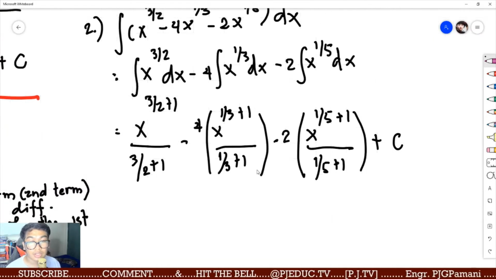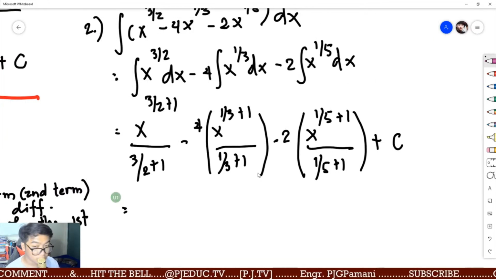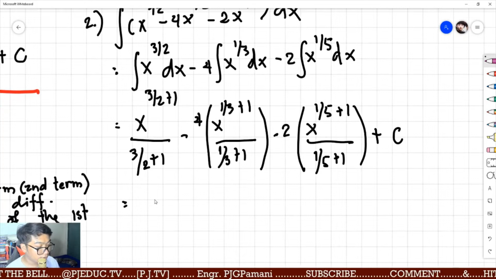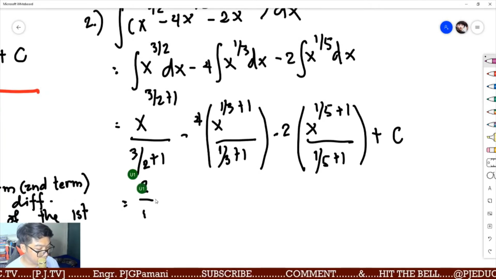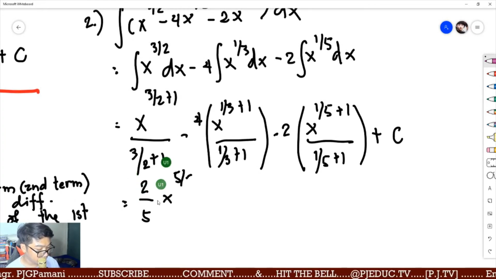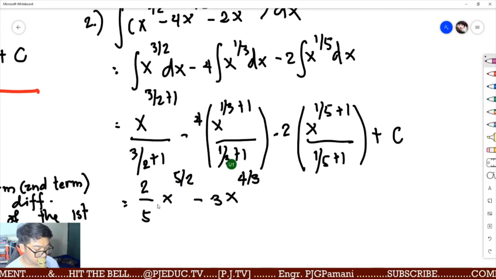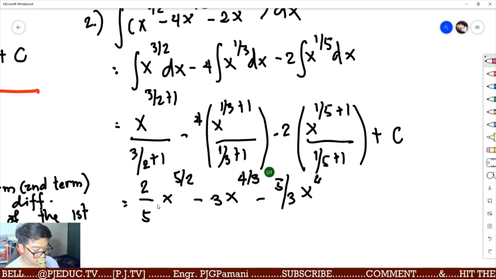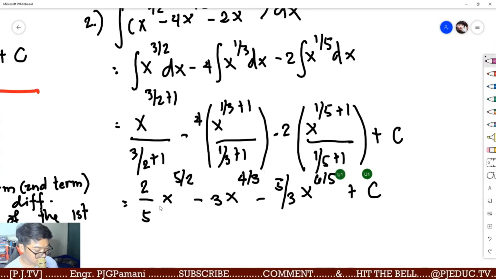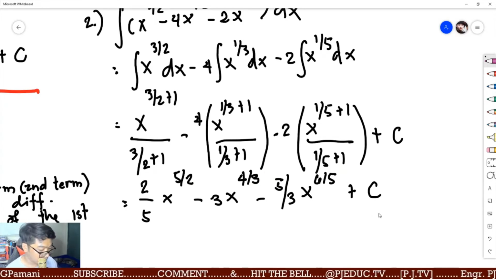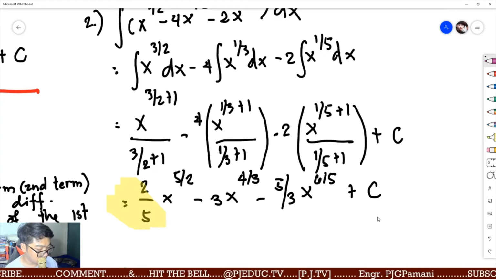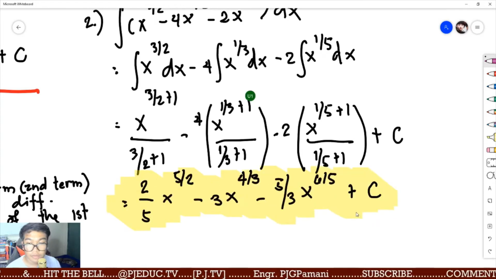Using your calculator, it's up to you if you want to simplify it further or go through each term. Simplifying further gives us 2/5 x raised to 5 halves minus 3x raised to 4/3 minus 5/3 x raised to 6/5 plus your integration constant. So, that simple, right? This will be our final answer for this problem.